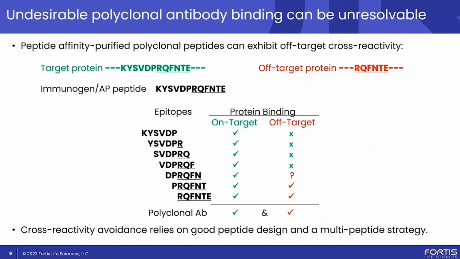A downside with polyclonal antibodies is that sometimes the nonspecific binding can be unresolvable. So here we have an example where we're attempting to make an antibody against a target protein using a peptide. There's some overlapping sequence with an off-target protein. And so when you affinity purify on that peptide from an animal immunized with that peptide, you'll get antibodies against a range of epitopes, which include antibodies that will bind epitopes that are recognized in the off-target protein.